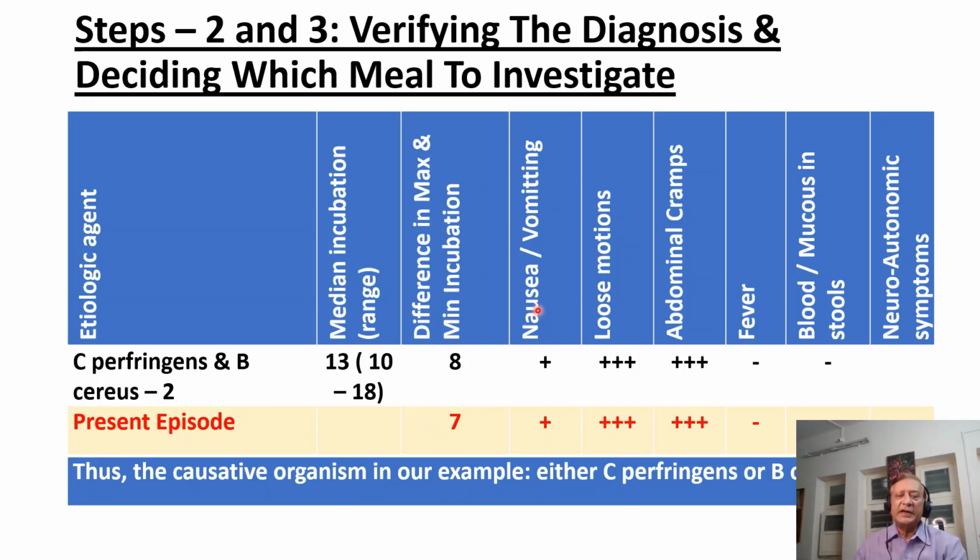Nausea and vomiting are found in very few patients, same in our case. Loose motions and abdominal cramps are very frequent in these two types of food poisoning, and the same we found in our epidemic here, and the other symptoms are missing both in the C. perfringens and B. cereus type 2 food poisoning as well as in our present episode, and therefore in all probability the causative organism in our example was either Clostridium perfringens or Bacillus cereus type 2.